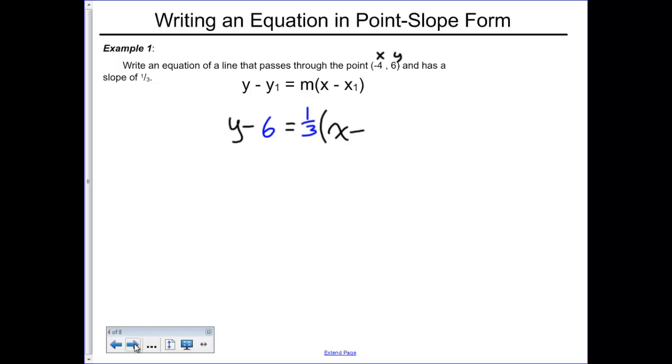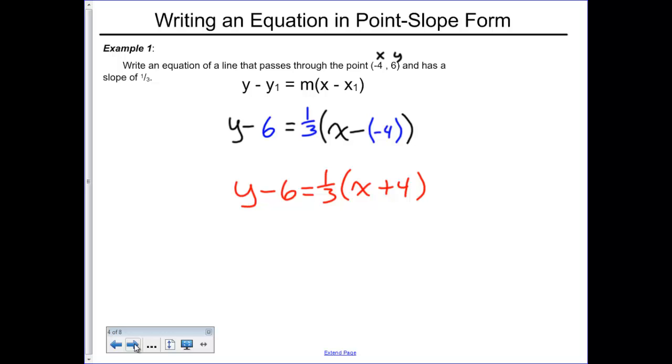X minus, and in place of the x value, I have a negative 4, but since I have a minus sign out in front, I better go ahead and put that in parentheses. That's going to be a minus negative 4. Now, technically, that is the equation. All I'm going to do now is modify it so I don't have minus and negative, so it looks a little neater. So y minus 6 is equal to 1/3 x. Instead of minus negative 4, I'm going to put plus 4.